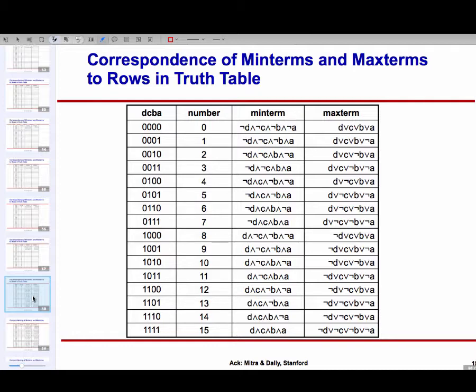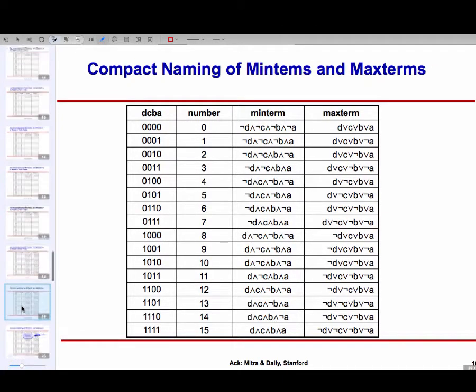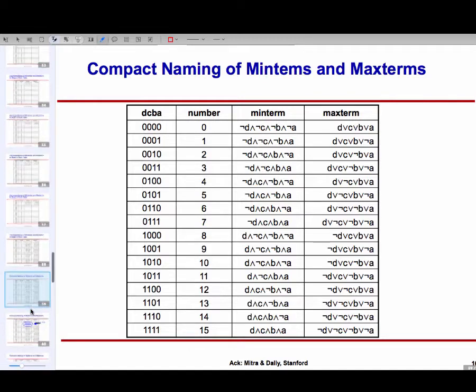If I had chosen the order to be the other way around, as in ABCD, for example, then the two truth tables would have different correspondence, in the sense that 1101 in this truth table will correspond to some different row in the other truth table. So the order does matter.